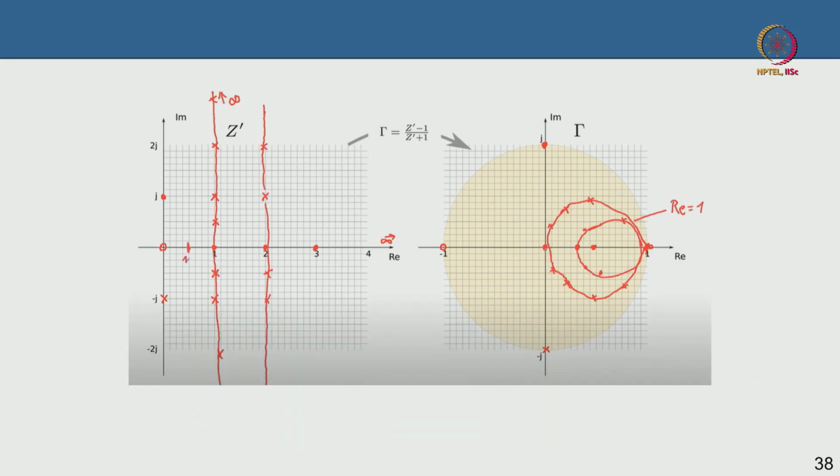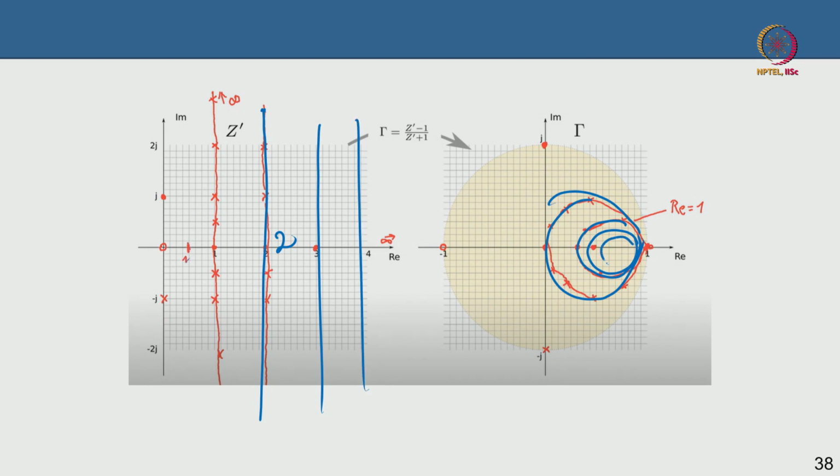If I take real part as 2 and I keep changing the imaginary part, the circle becomes smaller. The real part 1 was this one. Now if I take real part equal to 3, then it will become this. If I take real part 4, this will become this. At real part infinity, this is just the point here.